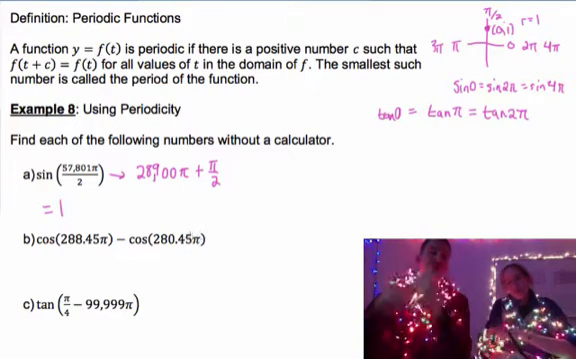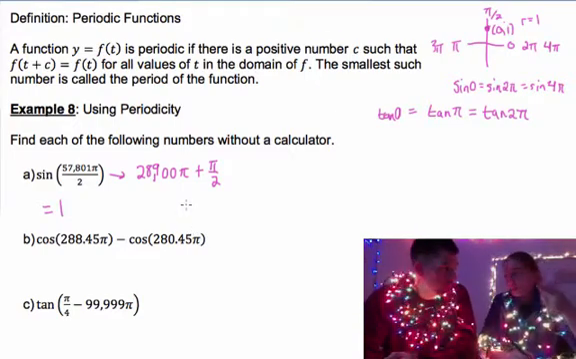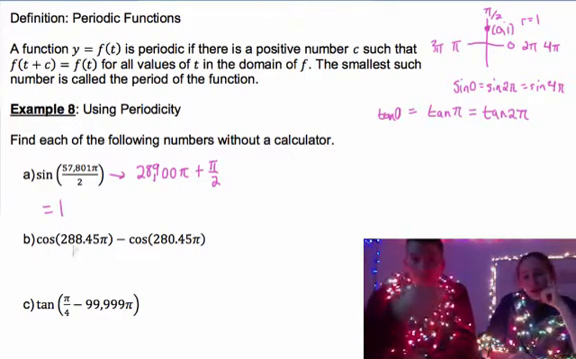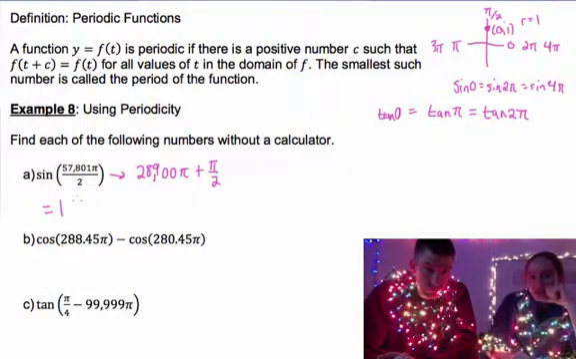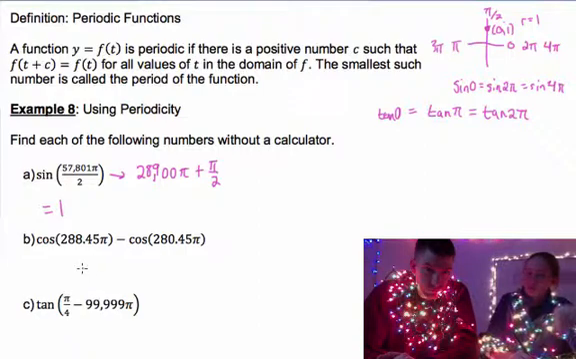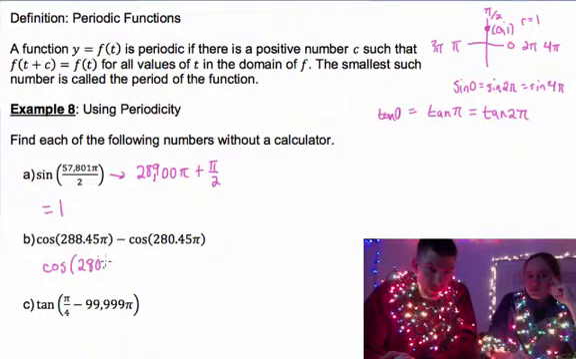So, let's do another one. We have cosine of 288.45 pi minus cosine of 0.45 pi. Here's what's important: how far apart are these two angles? 8 pi. So we could rewrite this first angle as 0.45 pi, the second angle, plus 8 more pi's.